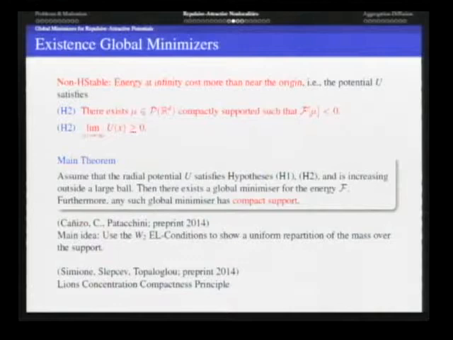And very recently, in fact, another group of people were using a variation based on these ideas to prove the existence of the global minimizer. But they don't get the compact support for the global minimizer. So in some sense, our approach is constructive in that case and gives us this additional information.